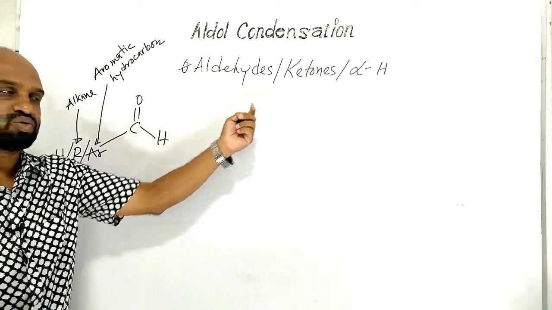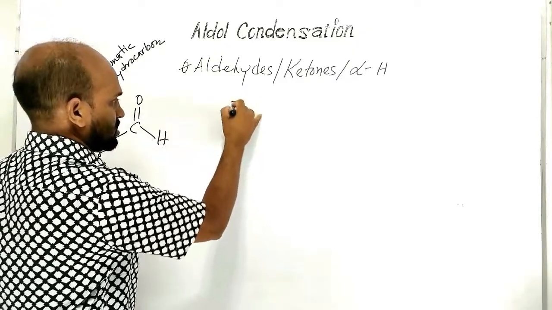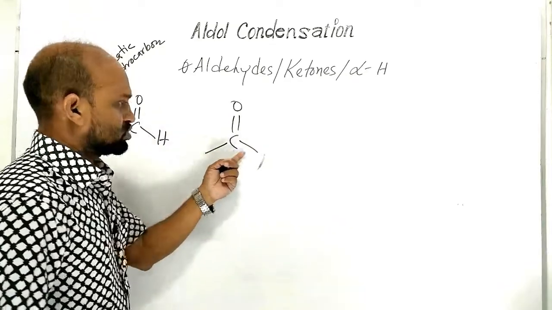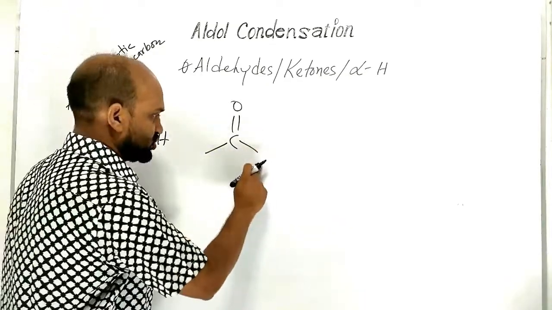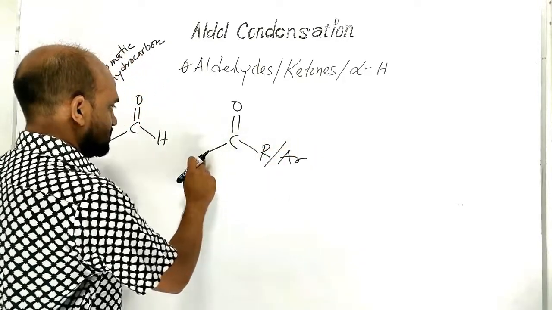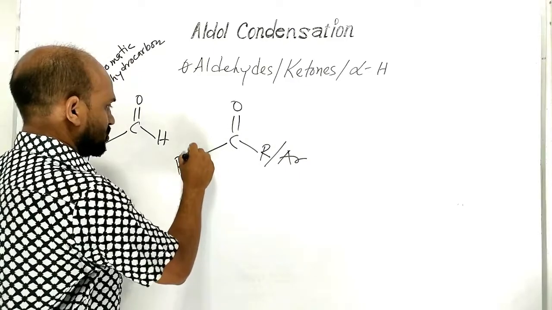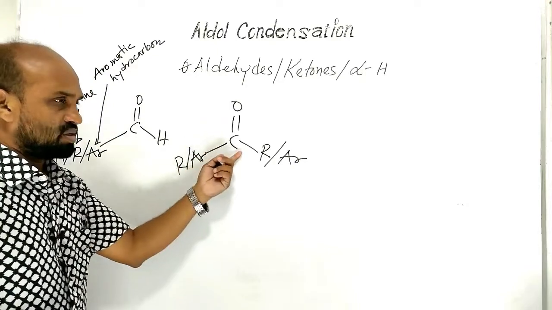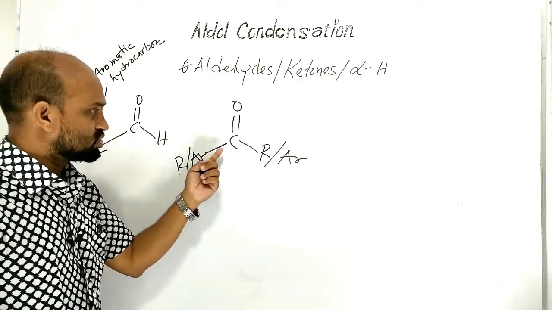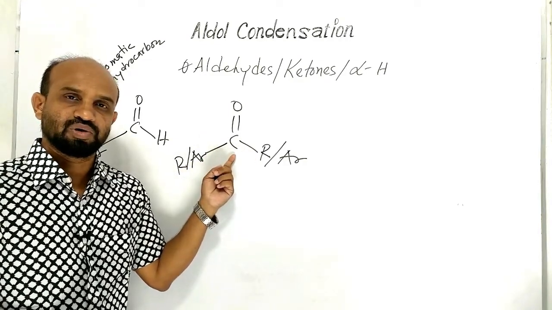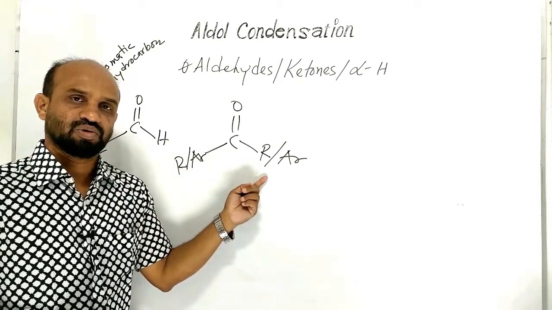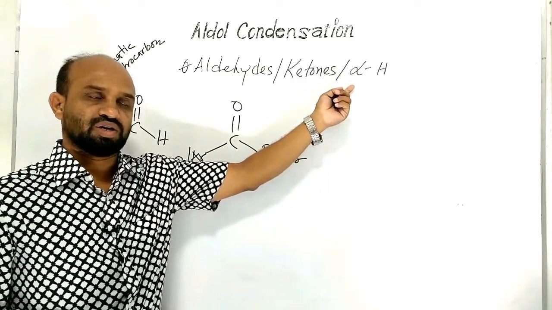Now let's see ketones. This is carbonyl group. When these two hands are satisfied with alkyl group or aryl group, then the compound formed will be ketone. That is, these two hands of carbonyl group must be satisfied with alkyl group or aryl group. Now let's see about alpha hydrogen.